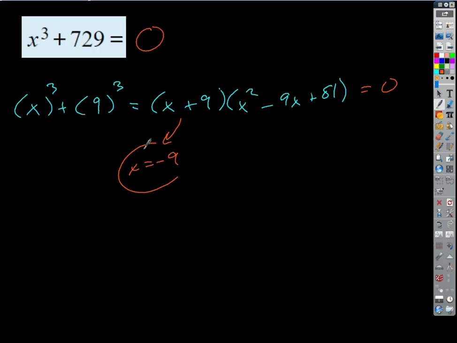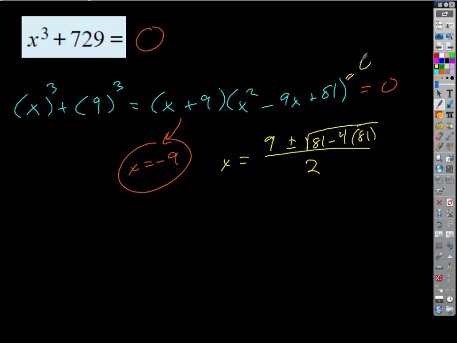So this is going to have an x-intercept at negative 9, right? And then this one here, we would probably have to use the quadratic formula. So let's do that. For this one, we'd get x equals negative b plus or minus the square root of b squared. What's negative 9 squared? 81, minus 4 times 1 times 81, all over 2 times 1, which is 2, right? I'm setting this equal to 0 and solving. Everybody see what I'm doing?